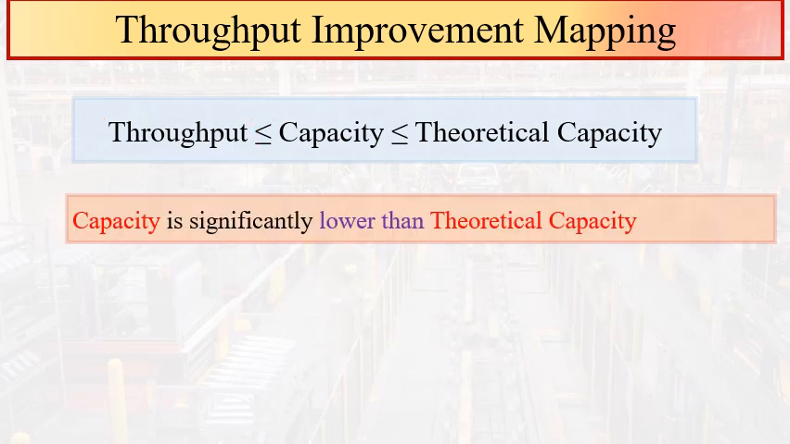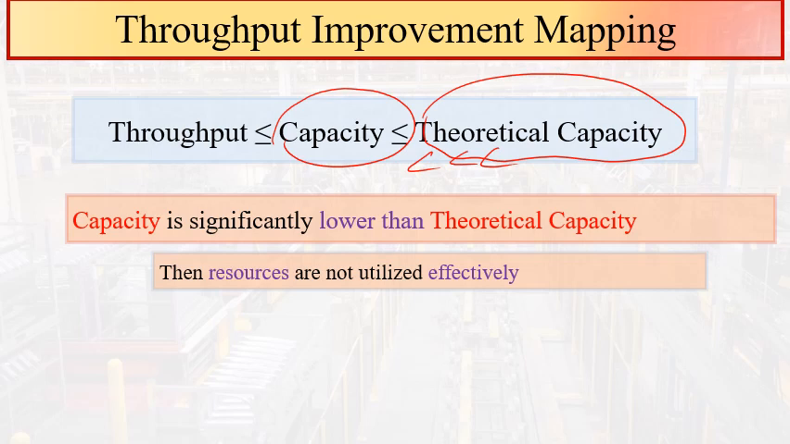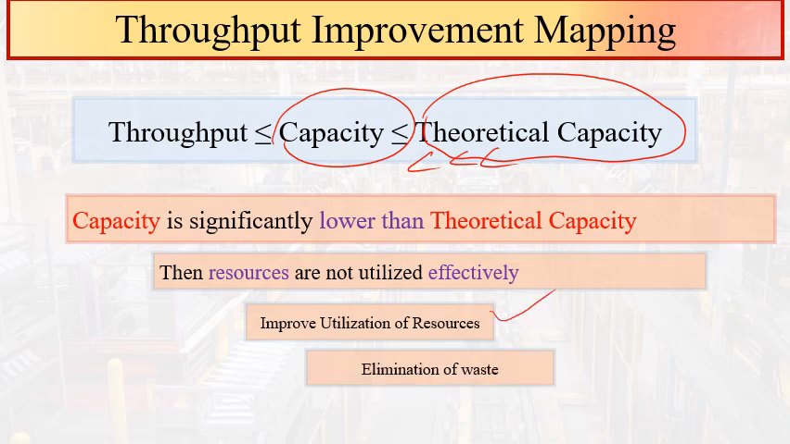So what happens when your effective capacity is much, much less than theoretical capacity? And remember, the relationship between the two has to do with waste. So you gotta decrease the waste, get rid of the waste. And you could improve the utilization of the resources, look for wherever there is waste and try to eliminate it.